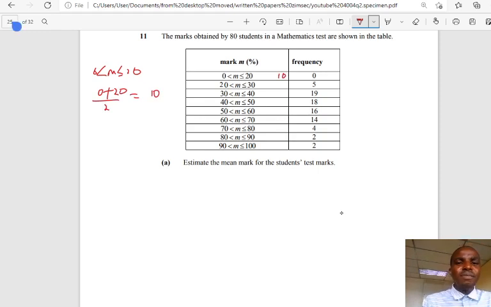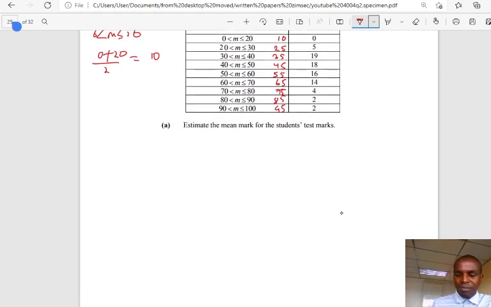Write your midpoint there. Then the next one, 20 to 30. You say 20 plus 30 is 50 divided by 2 is 25. Then 30 plus 40 is 35 here. Then here is 45. You can just see the sequence. This one obviously is 55 here. Here is 65, 75, 85, then 95. So it's the sequence, it's logic.